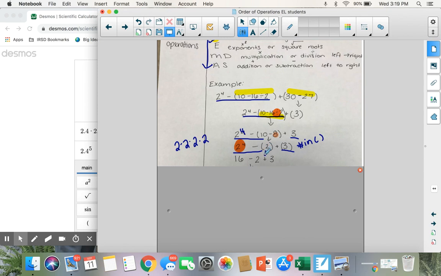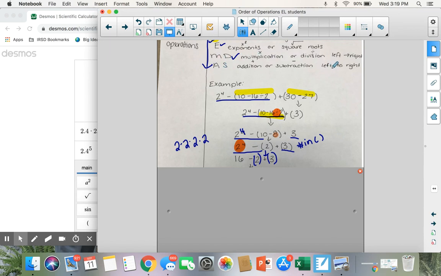Again, I bring everything else down, and because there's no operation in those parentheses at this point, I drop them. You can leave them, you can drop them. This doesn't change the value of anything, so that would be exactly the same thing. So now, I did my exponents, they're done. I'm looking at this, I don't have any multiplication or division, so I'm going to move to addition and subtraction.